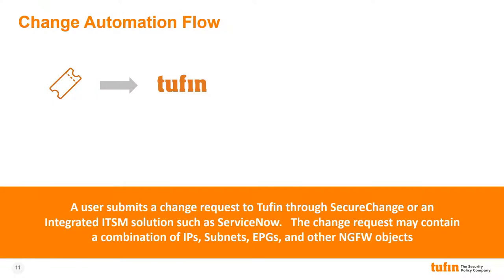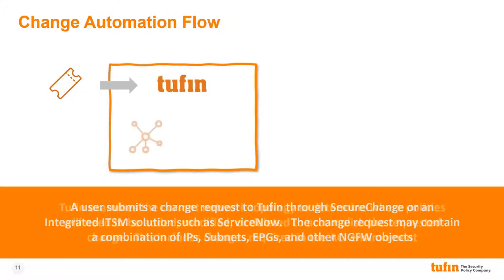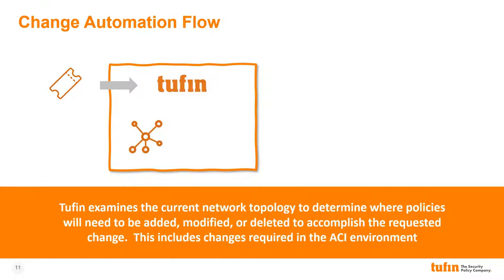The ticket may be submitted directly to Secure Change or through an ITSM solution such as ServiceNow via our many ITSM integrations. Requests may contain any combination of IPs, subnets, EPGs, and other network objects. Once submitted, Tufin will automatically compare the requested change to the current network topology, determining where changes will need to be provisioned to accomplish the requested change.